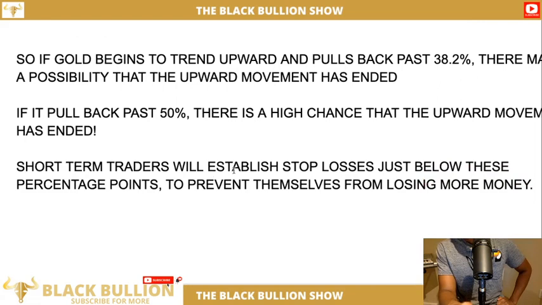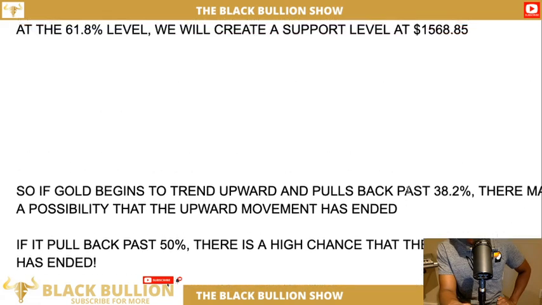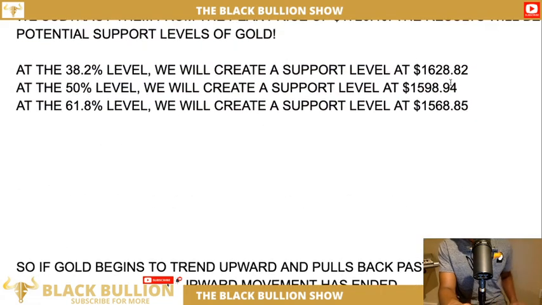And short-term traders will establish stop losses just below these percentage points to prevent themselves from losing more money. So remember, the upward trend is over, or is likely to be over, if it goes below this number. So a short-term trader will then establish a stop loss right below this. So say at maybe 1620, they might put a stop loss there. Or another trader might put a stop loss at 1590.